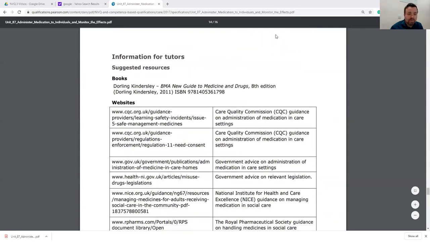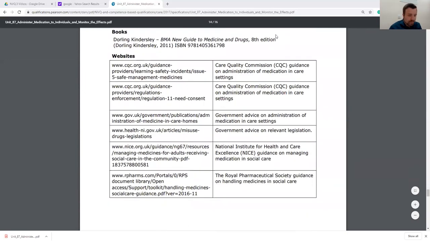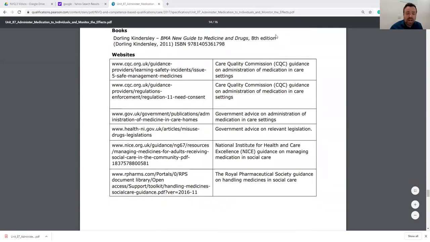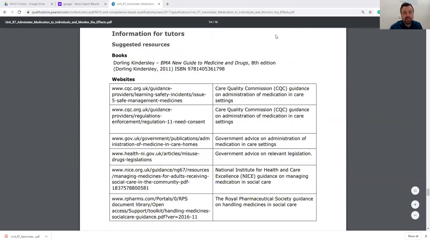So there's some recommended reading there for books, and lots of useful websites to help you with this unit. As I said already, we have our own medication page where you can do extended and further reading. So it's important you go on there, and again, you can become a medication champion. It's important you do your online video and you're tested annually for your competencies for managing medication.